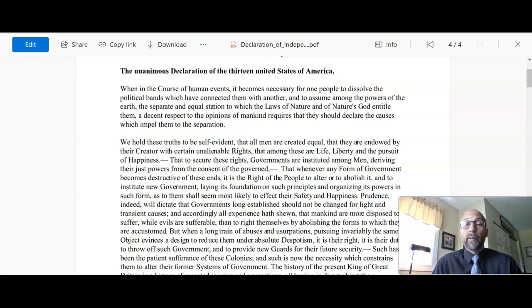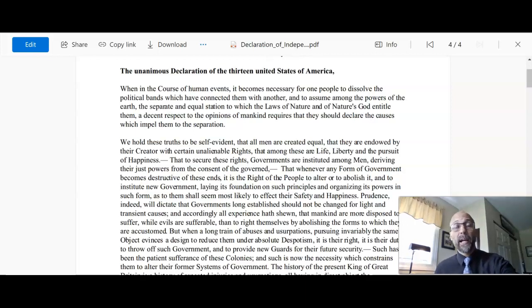Then it goes on to say that whenever any form of government becomes destructive of these ends, it is the right of the people to alter or abolish it, and to institute new government, laying its foundation on such principles and organizing its powers in such form as to them shall seem most likely to affect their safety and happiness. So government's job is to protect the rights of the people. If they don't, the people can change it, okay? So very, very important concepts that we need to understand.